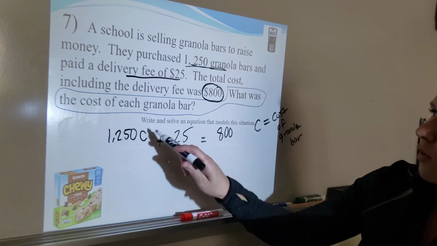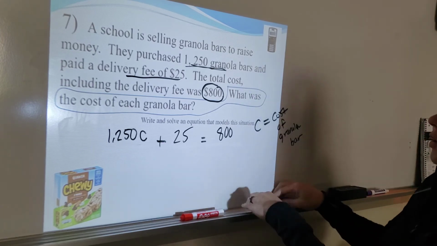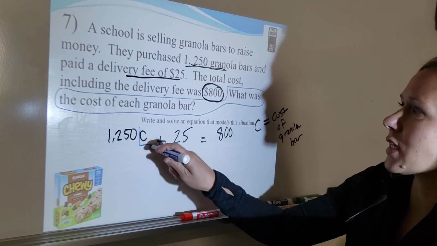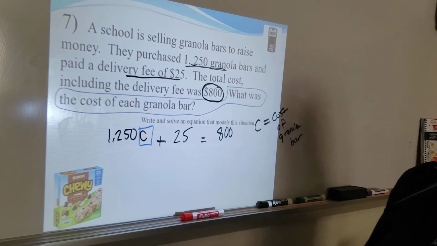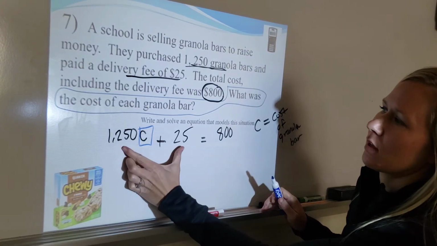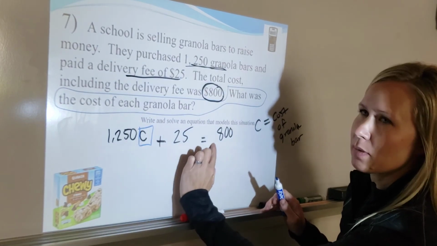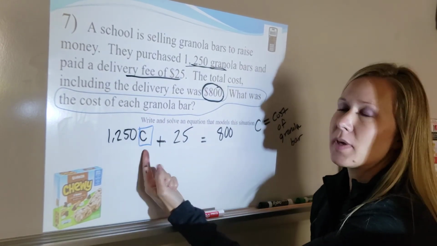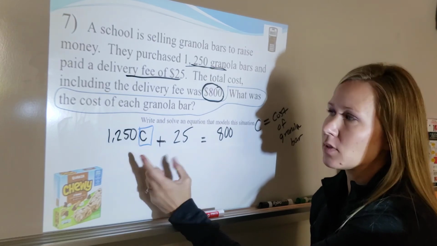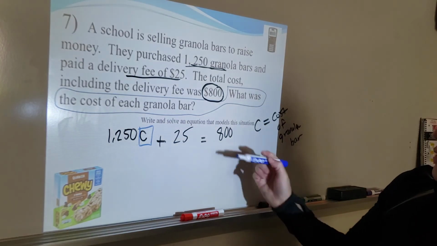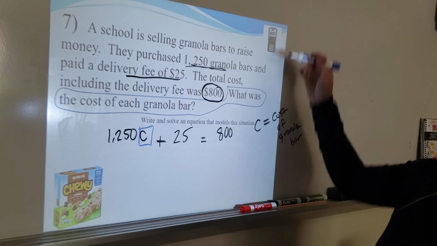Now our goal is to solve for the C. What was the cost of each granola bar? Well, just looking at this, even if we took the C out, you see how these two numbers would add to be something bigger than 800? So this is going to be under $1. It's going to be a decimal to make this value smaller. So I already know that. I'm going to need a calculator for this.